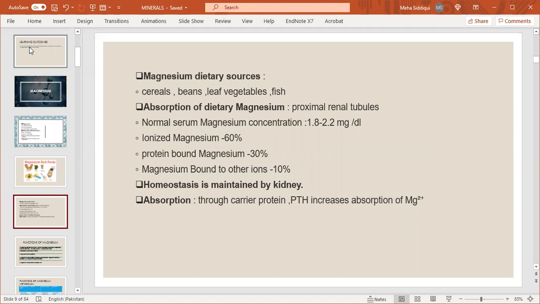Now, absorption of dietary magnesium occurs through proximal renal tubules. Normal serum magnesium concentration is 1.8 to 2.2 milligram per deciliter. Ionized magnesium comprises 60%, protein-bound magnesium is 30%, and magnesium bound to other ions is 10%. Homeostasis is maintained by the kidney. Absorption occurs through a carrier protein, and parathyroid hormone increases absorption of magnesium.